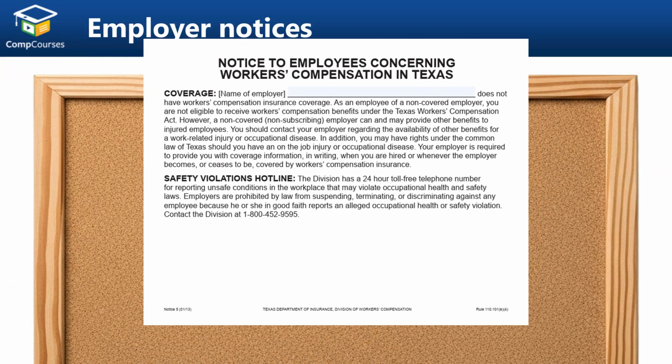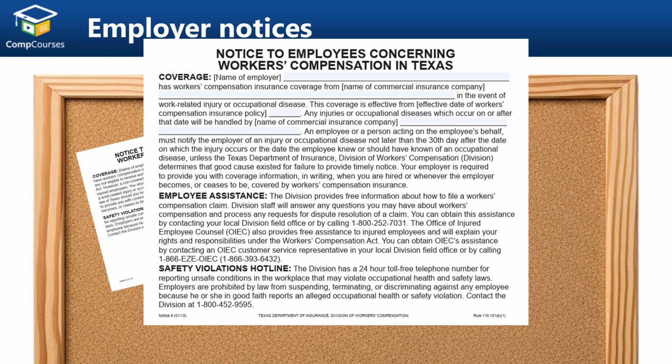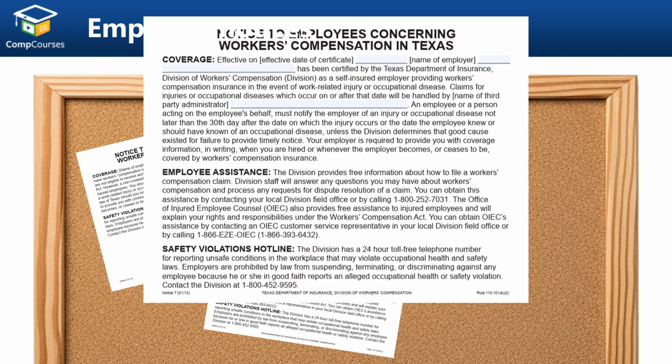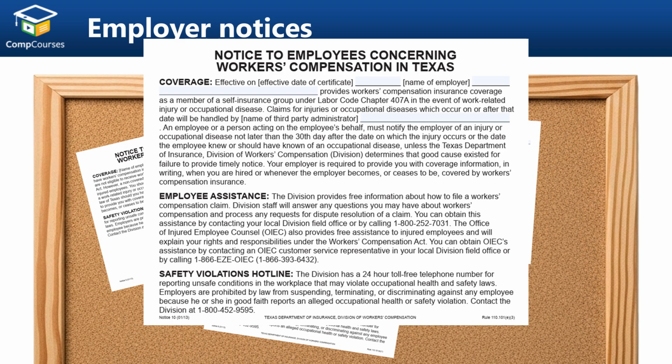Starting with Notice 5. Notice 5 lets employers inform their employees that they are non-subscribers. So this is technically for employers that do not provide workers' compensation coverage. In Texas, this is the notice that you'd want to have posted in your workplace or business area, notifying employees that you do not have workers' compensation coverage. Notice 6 notifies them of coverage through commercial insurance providers. Notice 7 notifies them of coverage as a self-insured employer. And Notice 10 informs employees of coverage through a group of self-insured employers with similar industries who come together and get certified by the Texas Department of Insurance.